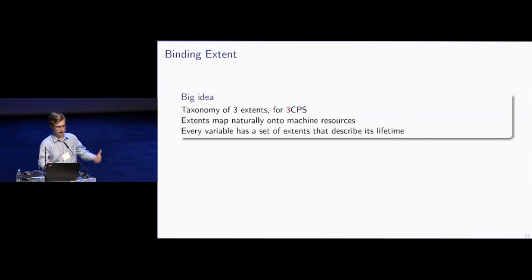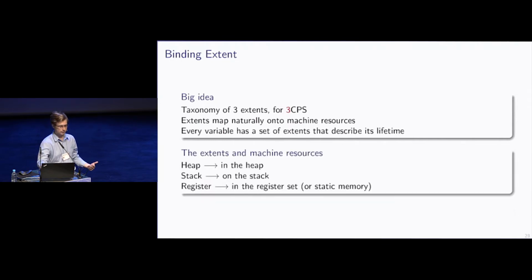So this brings us to talking about lifetimes or extents. The big idea is that we define a taxonomy of 3 extents, which is where the 3 in 3CPS comes from in our project name. These extents are going to map naturally onto the machine resources used to implement variable bindings. So the idea is that in the compiler, we have some analysis that's going to collect a set of facts about each variable: what extents do these variables have? And then later on in compilation, we can make a decision based on those facts about how to actually implement the binding. Our particular taxonomy of extent is heap, stack, and register.